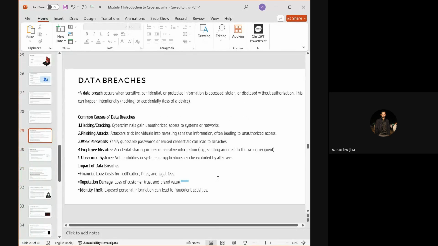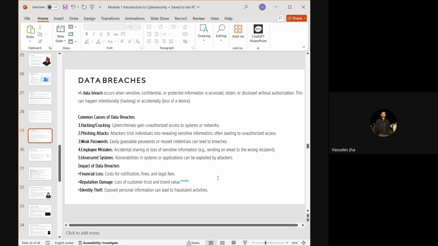Then we have data breach, that I hope you all know what it is. It's simply a situation where the confidential data is leaked and someone got unauthorized access of the data. Now, the common causes of data breaching: first we have hacking or cracking, then phishing or weak password, then misconfiguration, that implies mistake, which is a kind of human error. Then unsecure system design.